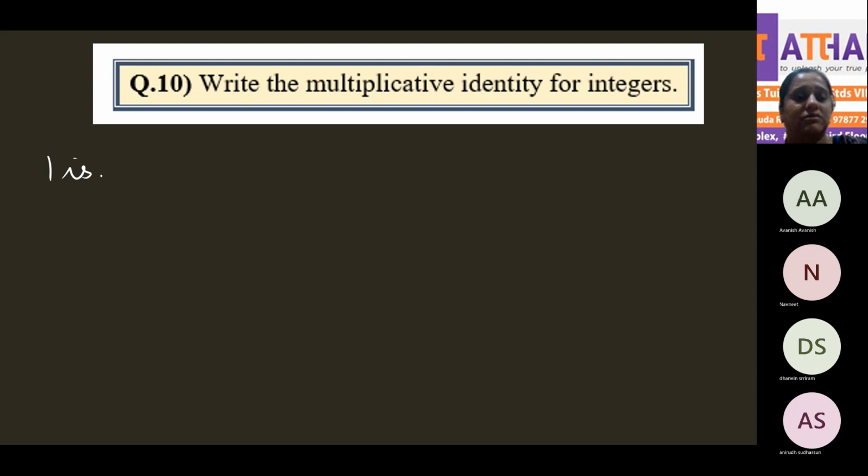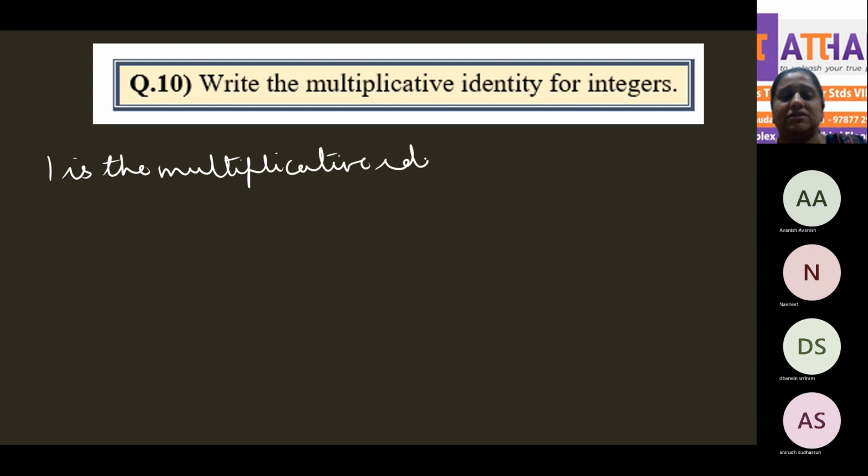Write the question and the answer. 1 is the multiplicative identity for integers.